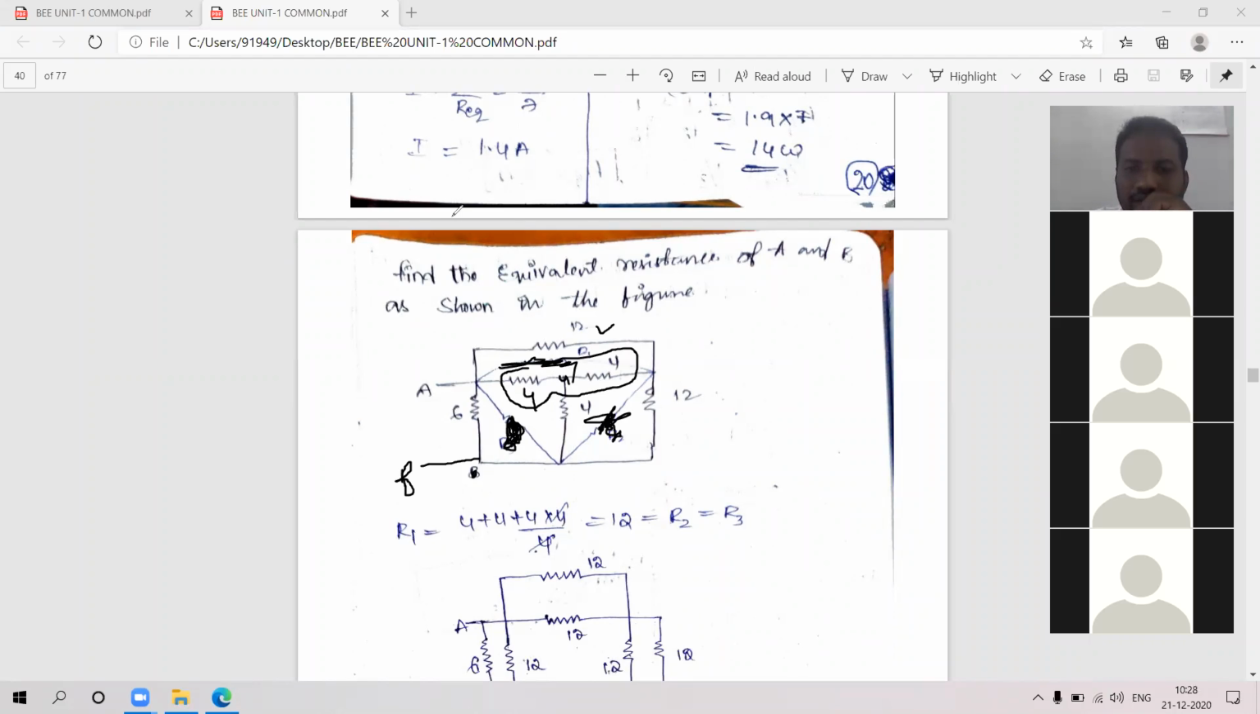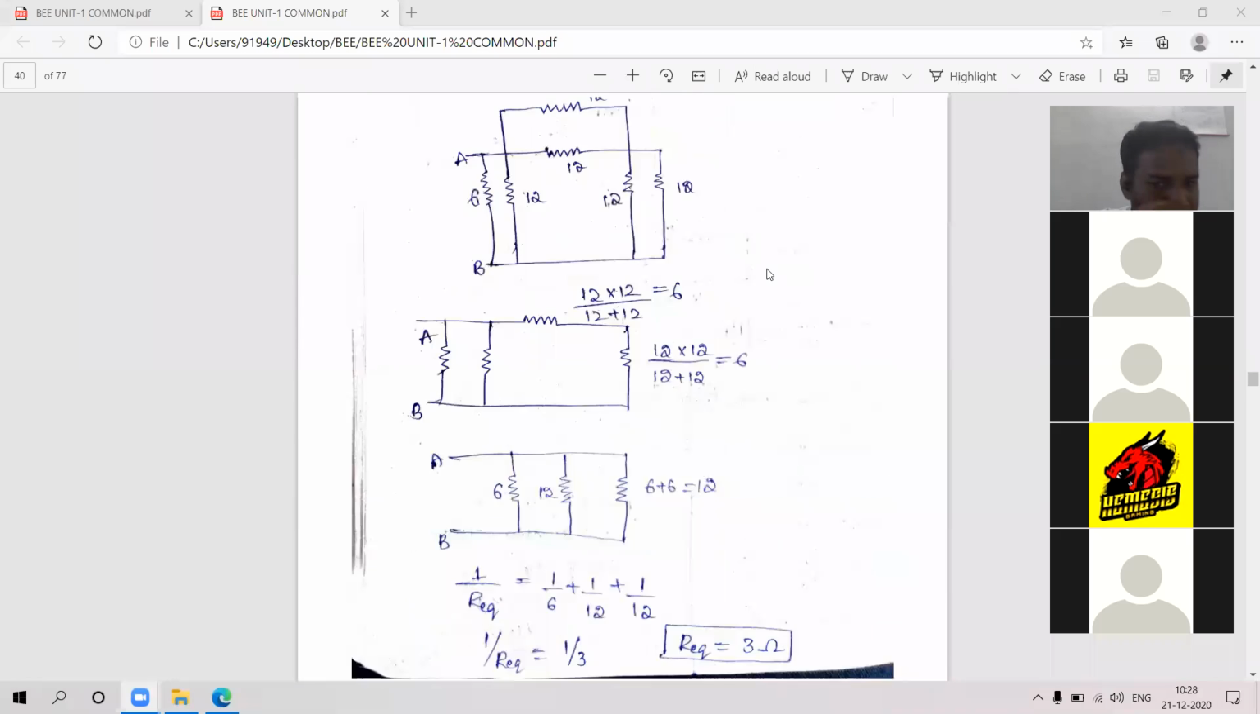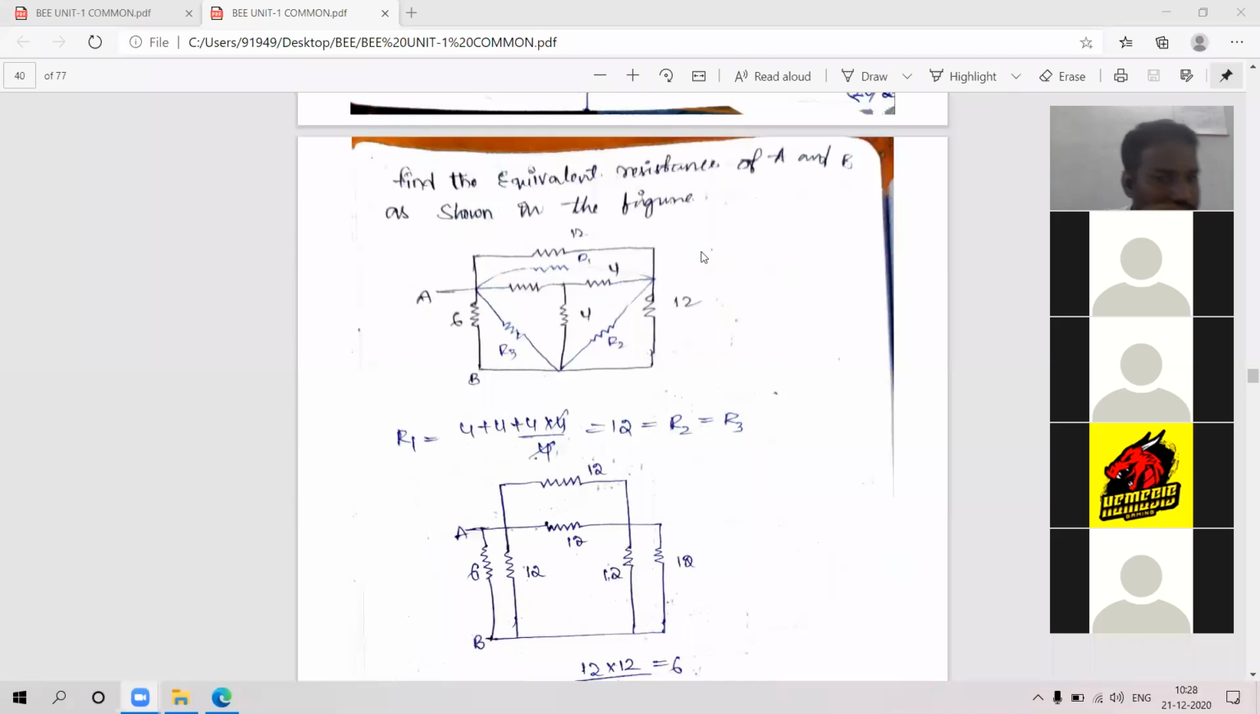Let me check. Finished everyone? Yes, sir. Sir, The answer is 3, correct. What about others? What about others? Yes, sir. Completed. Okay. See here, the analysis is between these two resistors.